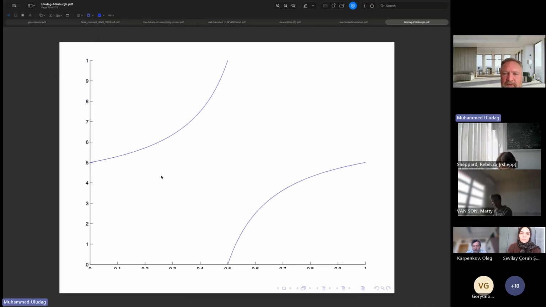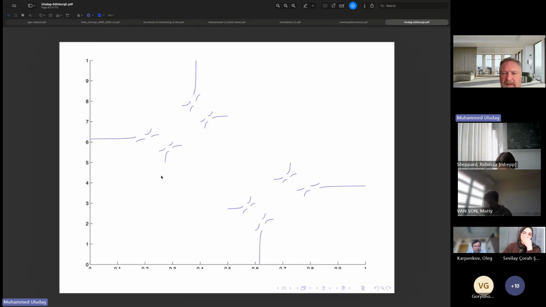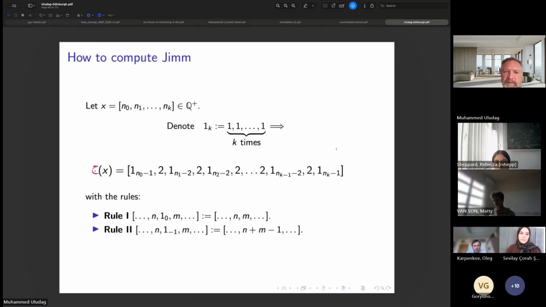Well, this gives an automorphism of the tree, and we can plot these automorphisms. So the first twist gives me this, the second twist gives me this, the third twist this, etc., which converges to the plot that I've just shown you. And in fact, this sequence of automorphisms converges to an automorphism of the Farey tree, studied by Conder. And it is induced by Dyer's outer automorphism of the group PGL2Z. So how can we compute Jimm?